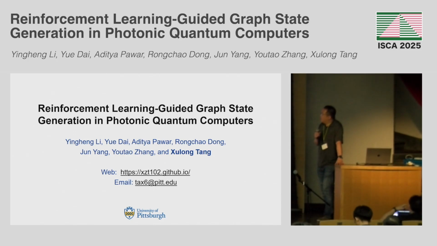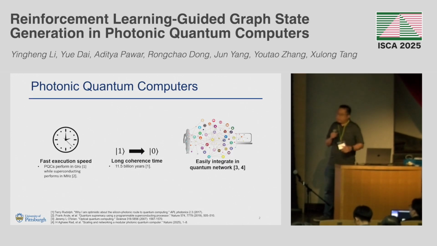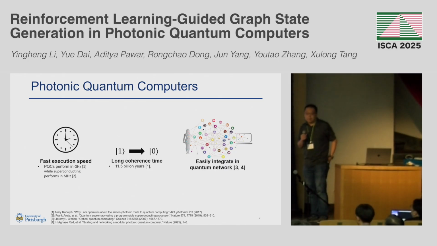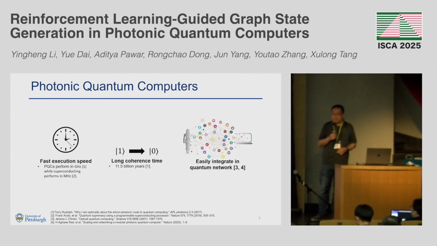I'm going to talk about our work on reinforcement learning guided graph state generation in photonic quantum computers. Starting from the basics, we all know that superconducting is still dominating, but there is a rise of other types of quantum computers like ion traps, neutral atoms, and photonic, and so forth.